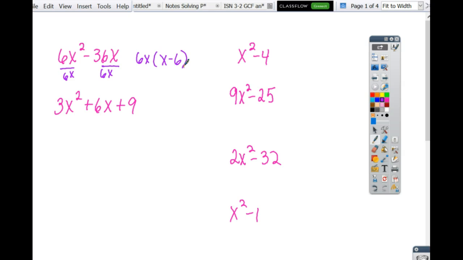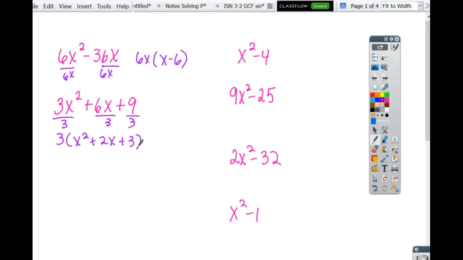Is there an x? Why? There's no x here, right? So you can't divide them all by an x. You can only divide by 3. And this is your answer.